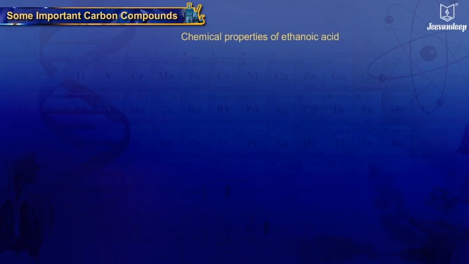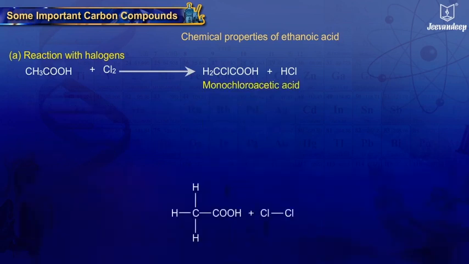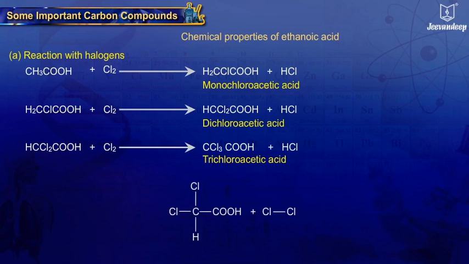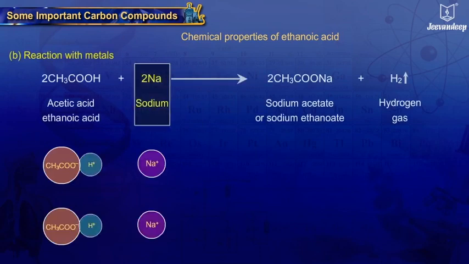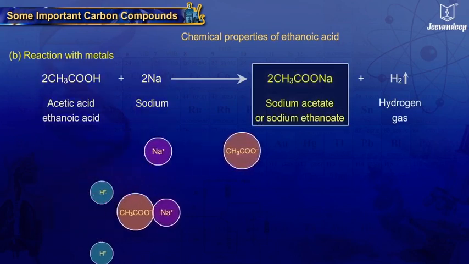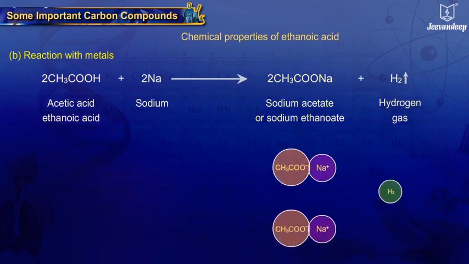Chemical properties of ethanoic acid. A. Reaction with halogens. Ethanoic acid reacts with chlorine, giving three types of substituted products, that is, monochloroacetic acid, dichloroacetic acid, and trichloroacetic acid. B. Reaction with metals. Metals like sodium or zinc react with ethanoic acid, giving their corresponding salts and liberate hydrogen gas.